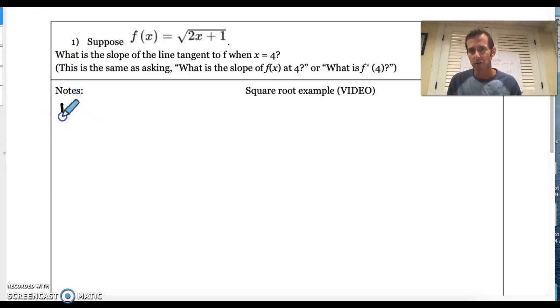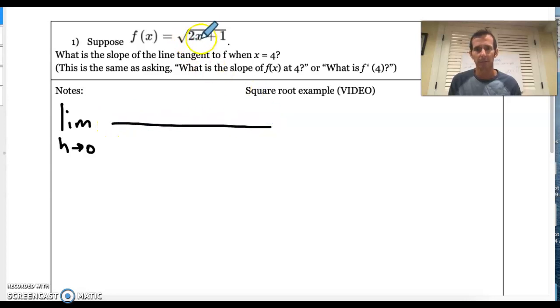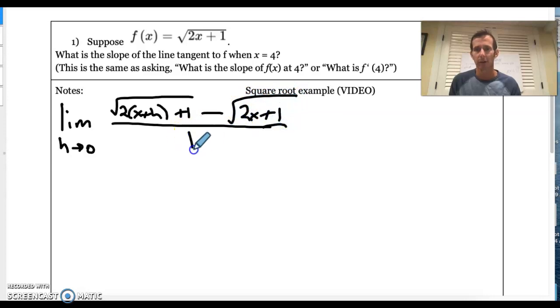So I'm going to start by officially writing again the limit as h approaches 0 of the difference quotient, so it's going to be pretty long. I have to put the x plus h in here, so that's going to be the square root of 2 times the quantity x plus h, plus 1, minus f of x itself, which is the square root of 2x plus 1, all over h. So again, I'm just going f of x plus h minus f of x, all over h, and this is the limit as h approaches 0.